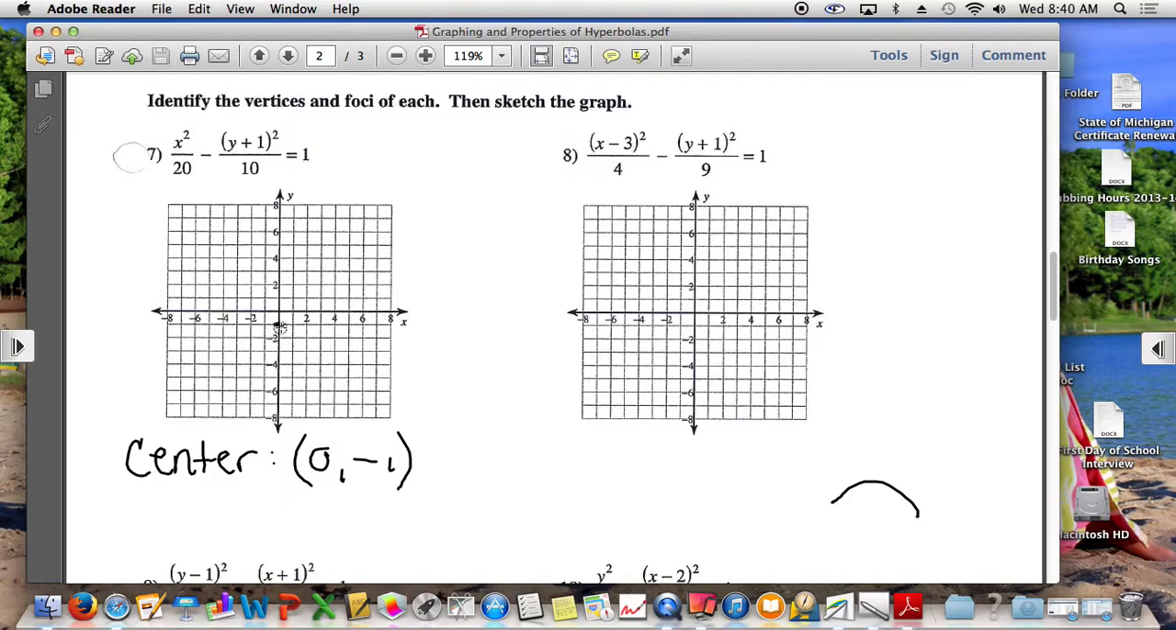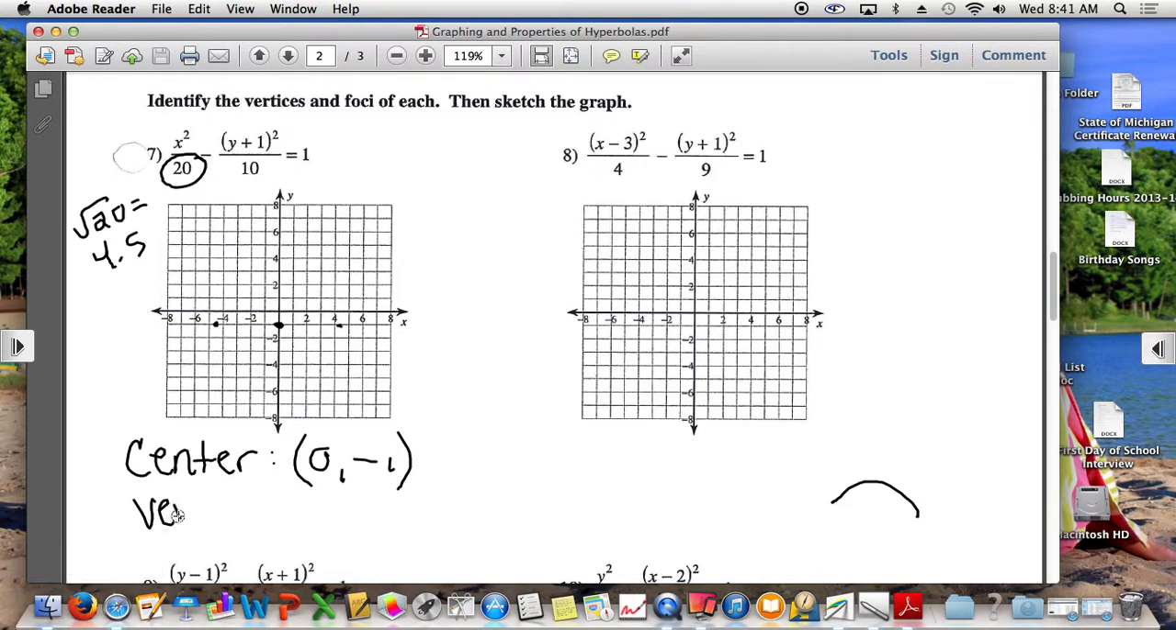And now I know that it's going to open left and right because of the x squared. We need to find the two vertices. So what do I do to find the two vertices? Square root the denominator that is underneath the x squared. So I'm going to take the square root of 20. What is the square root of 20? Approximately 4.5. So that means from the center, I have to go 4.5 units to the right, and 4.5 units to the left.